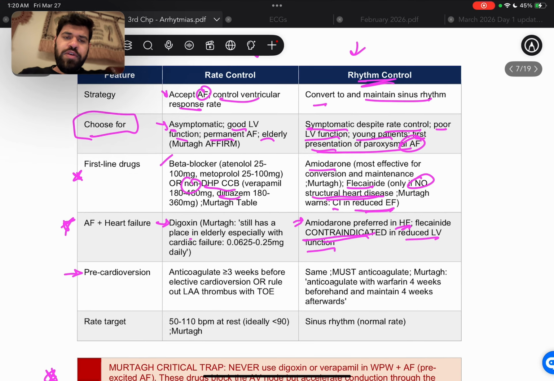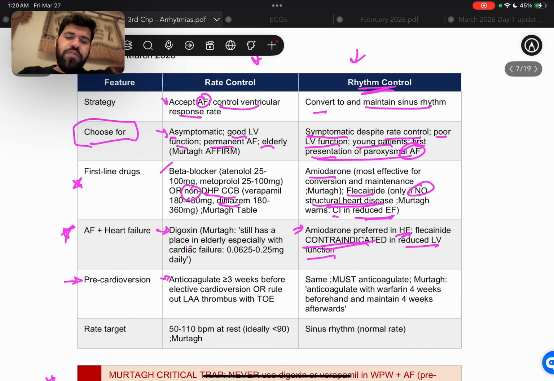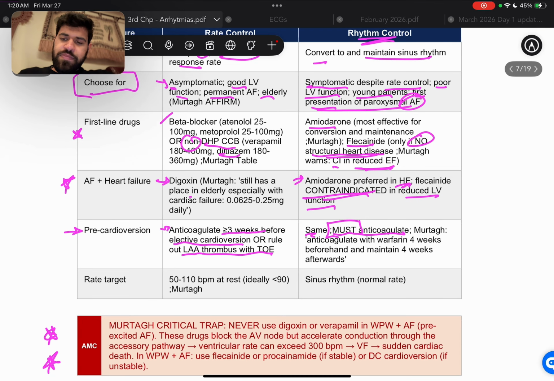Then we have precardioversion. So rate control would be anticoagulate for more than 3 weeks before elective cardioversion, or rule out LA thrombus with TOE. All right. Then rhythm control is the same, but we must anticoagulate. All right. And we anticoagulate with warfarin 4 weeks beforehand and maintain 4 weeks afterwards. And this was cardioversion. All right. Now the rate target is 50 to 100 beats per minute at rest, ideally less than 90.